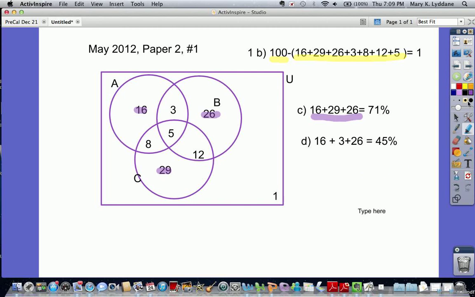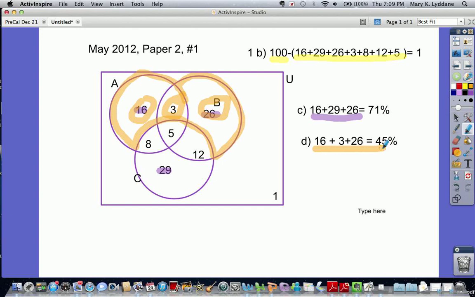In part D, find the percentage of the population that reads the Art Journal or the Beartown News, but not the Courier. So we want to add up everything that's in this circle. They read one or the other, but not the Courier. So we want to take what's here, but we don't want to include the Courier. And then we want to take what's in B, but again, not including the Courier. So we've got 16 plus 3 plus 26. And that would be those values.